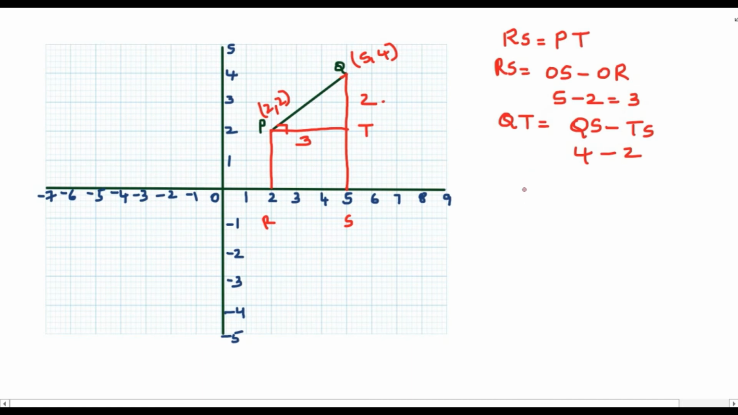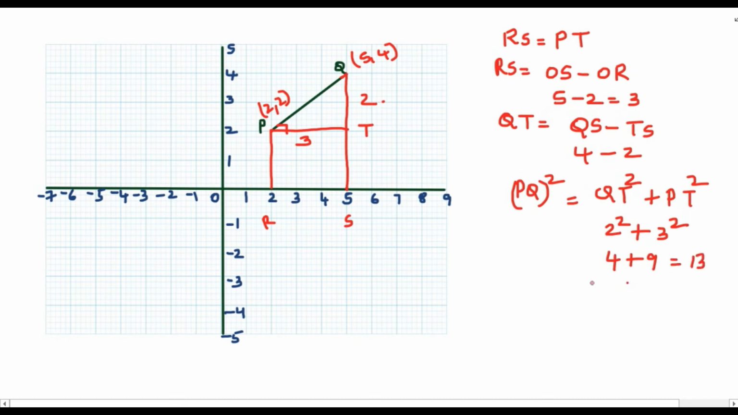Now by Pythagoras theorem we can find the distance between the points P and Q. So PQ square is equal to QT square plus PT square. QT is 2, so 2 square, PT is 3, so 3 square. So 4 plus 9 is 13, and PQ square is 13. Therefore PQ is square root of 13 units.